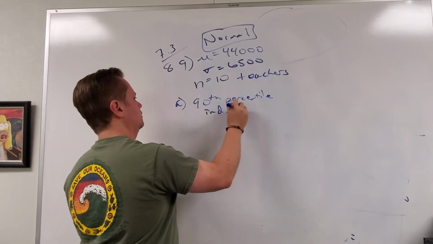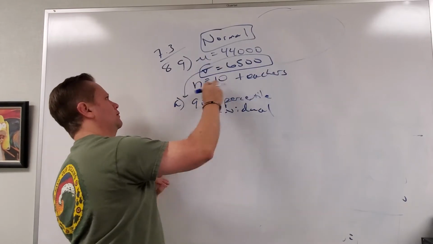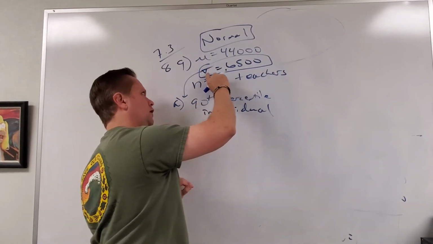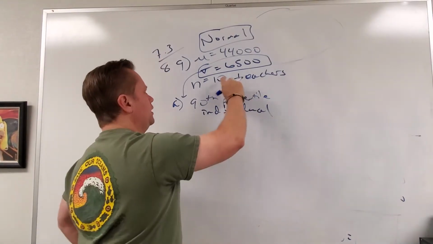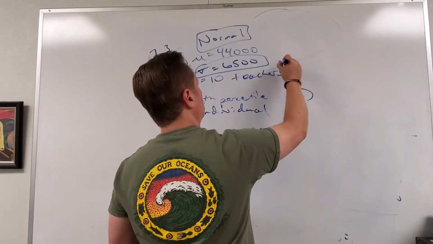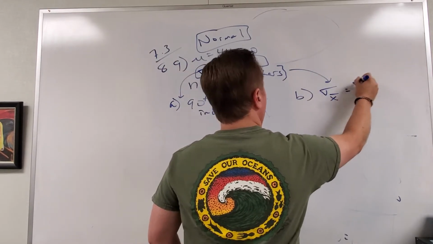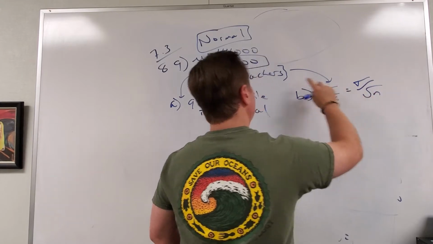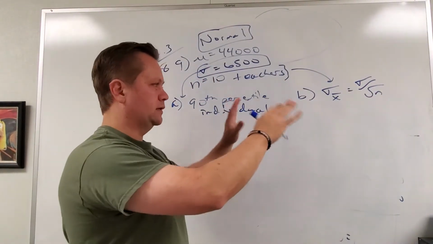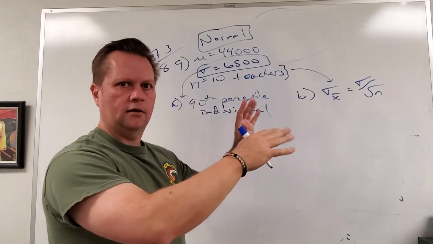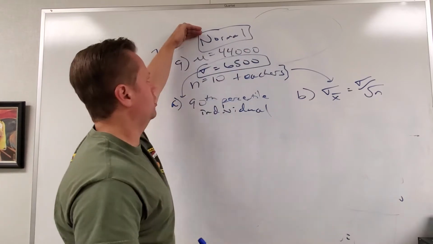So part A is find the 90th percentile for an individual, which means this is valid for part A. This, remember, is the standard deviation for individuals. For part B, I'm going to need to include this information. I need to know what the spread is for a group of size 10. So that's the part that 7.3 added in. The idea of 90th percentile is old. I know it's a normal curve.